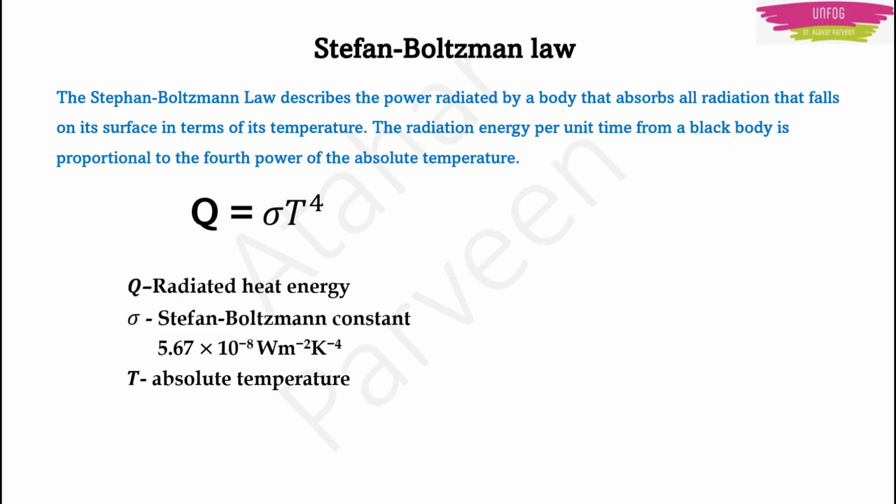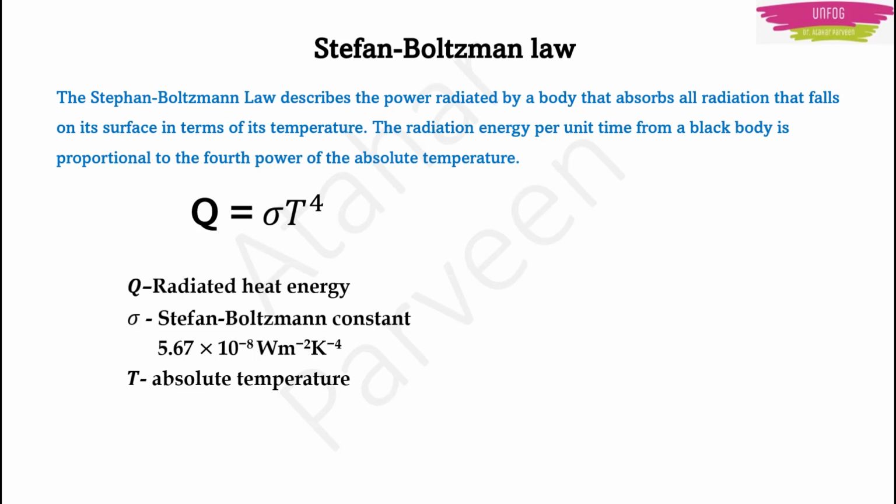This Stefan-Boltzmann law describes the power radiated by a body that absorbs all radiation that falls on its surface. This power radiated is in terms of its temperature. Or in other words, the radiation energy per unit time from a black body is proportional to the fourth power of the absolute temperature. The heat radiated is Q, right? Q is proportional to T to the power 4. You remove this proportionality symbol and add one proportionality constant, known as the Stefan-Boltzmann constant. The symbol is sigma. So Q will become sigma into T raised to 4. This T is absolute temperature.